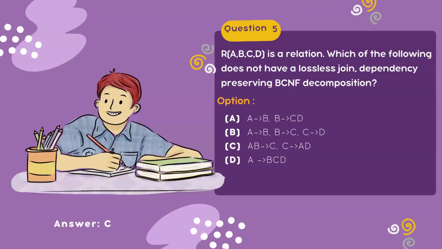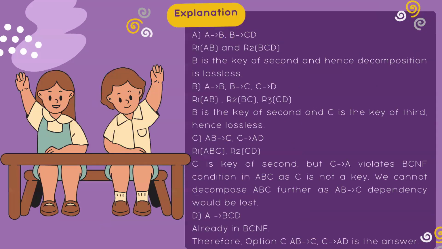R of ABCD is a relation. Which of the following does not have a lossless join dependency preserving BCNF decomposition? So the answer is AB implies C and C implies AB. Here in the first option A, if we consider AB and BCD, B is the key of the second, and hence the decomposition is lossless.